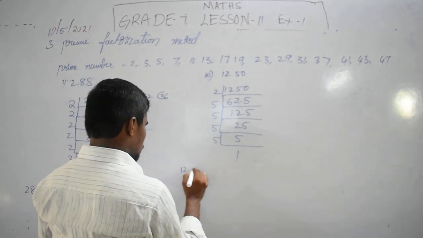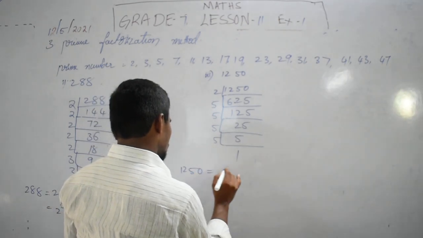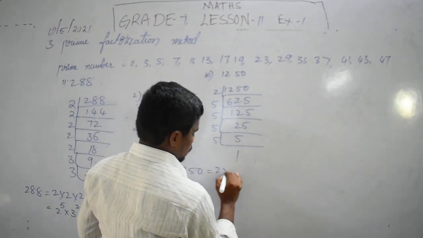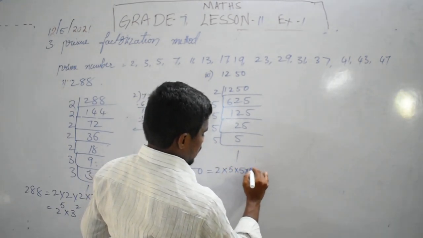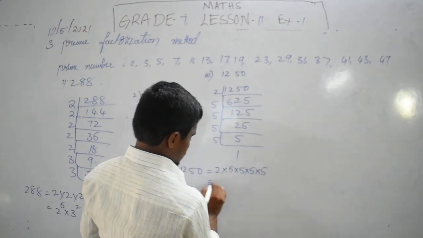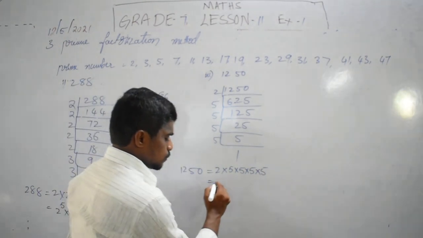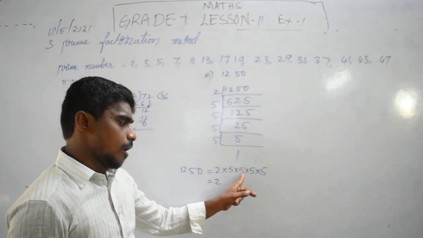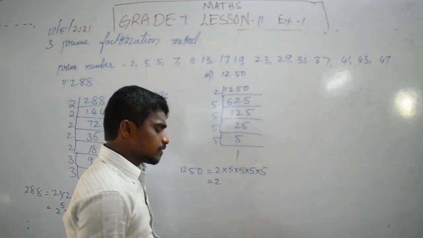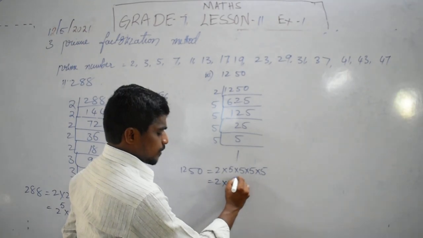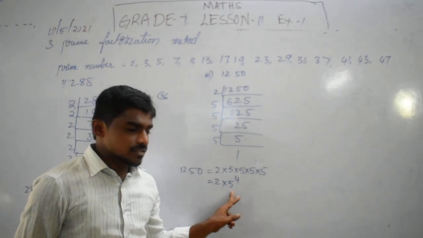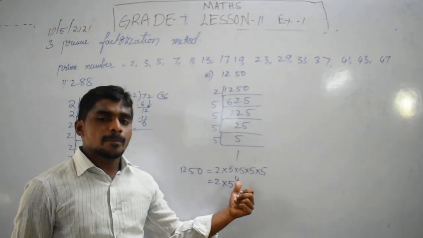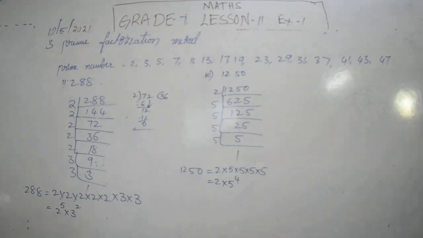Here see, 1250 equals 2 cross 5 cross 5 cross 5 cross 5. Here 2, and 5 how many times are we multiplying? 4 times, so 5 power 4. The base 5 is multiplied 4 times, so the power is 4. The remaining 2 problems are homework.